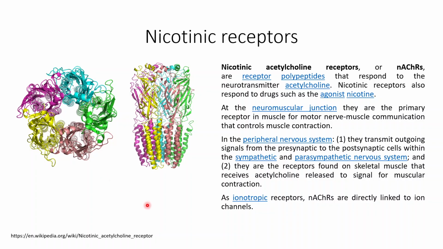So that is applicable here, right? And they are the receptors found on skeletal muscles also that receive acetylcholine released to signal for muscular contraction. And another important characteristic of these is that they are ionotropic receptors. So they're directly linked to ion channels, meaning that if acetylcholine comes and binds to this receptor, then there is going to be some ionic exchange via some ion channels. So it's directly linked to its function, right? So that is about nicotinic receptors.